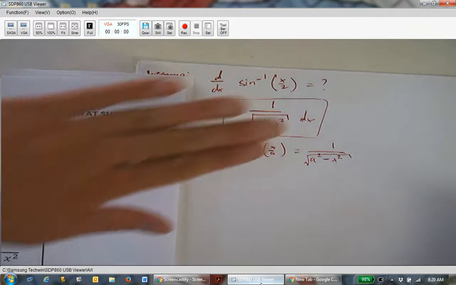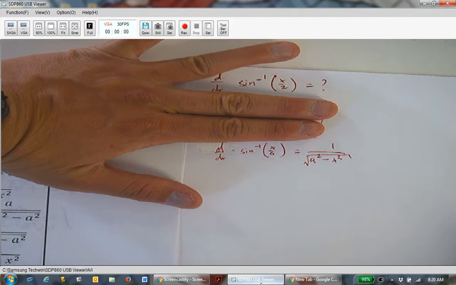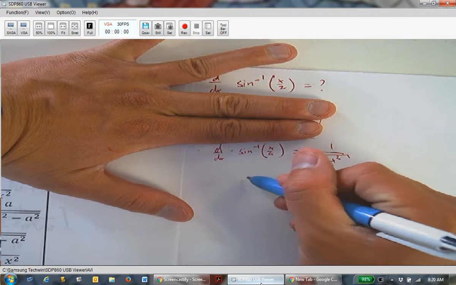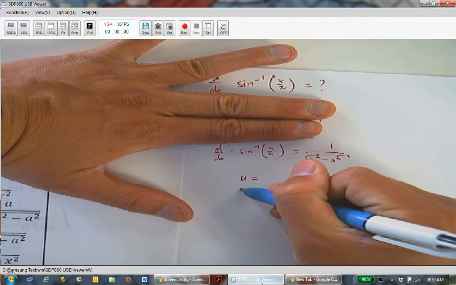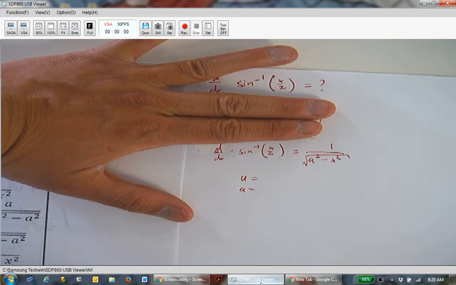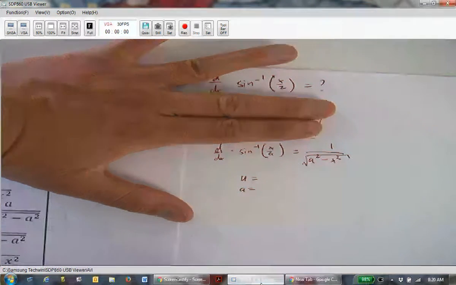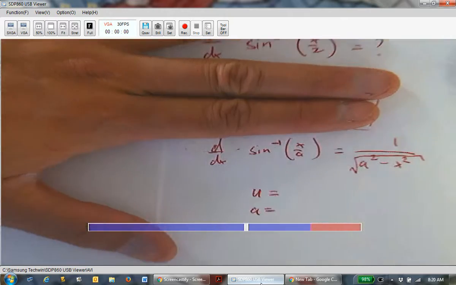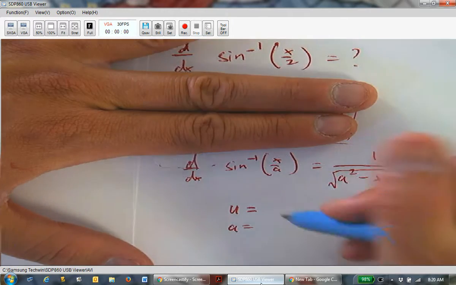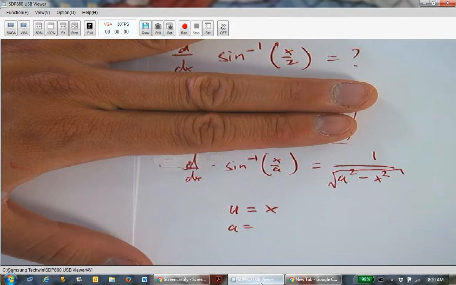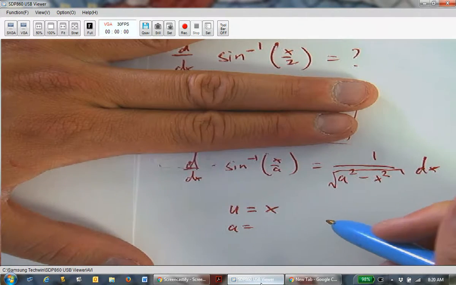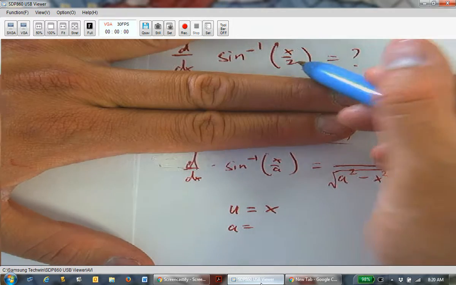So in this case, let's pretend that I don't have the solution here. Let's first define your u and your a. What is your u? Your u is x, and then what is your a? Yeah, it's just the constant 2.